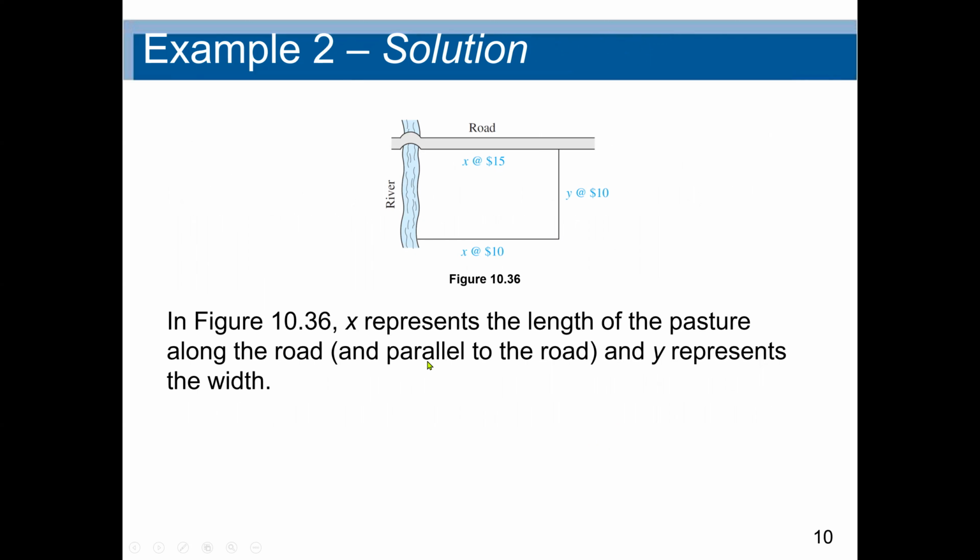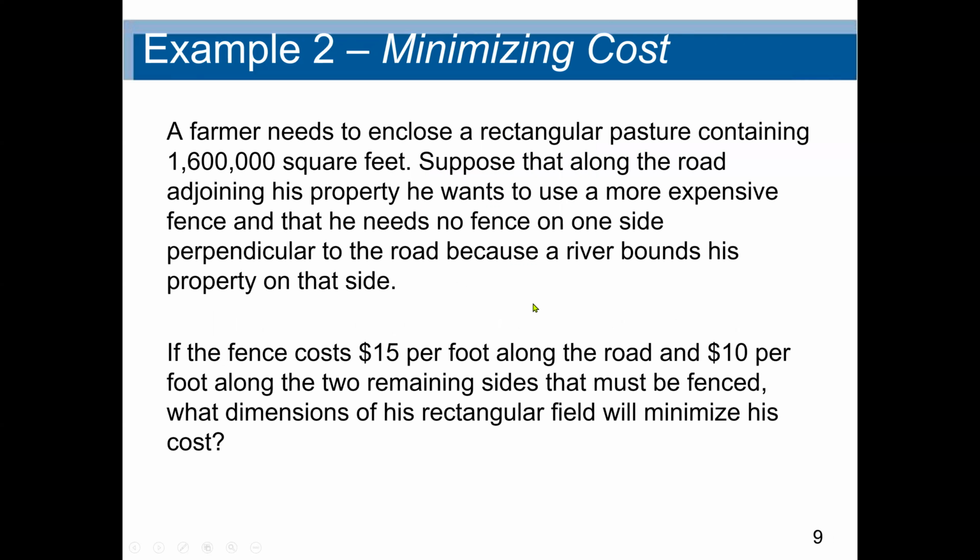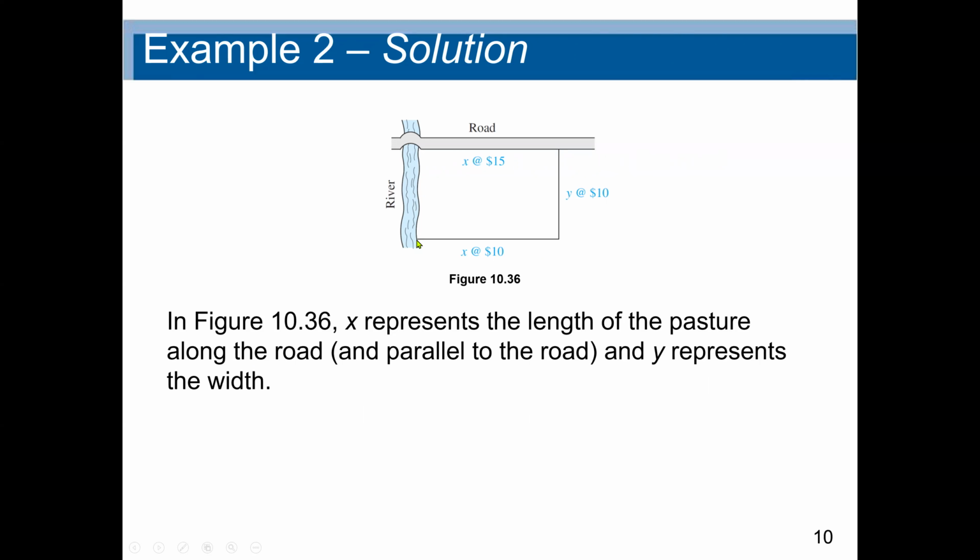So we represent x as the length of the pasture along the road and parallel to the road, and y represents the width. So this is y, which is also $10 per foot. Again, the fence costs $15 per foot along the road and $10 per foot along the 2 remaining sides that must be fenced. What dimensions of the rectangular field will minimize its cost? The other side is a river. So the remaining 2 sides are $10 per foot. And they gave us the measurements. And they are running parallel, so they will be the same.